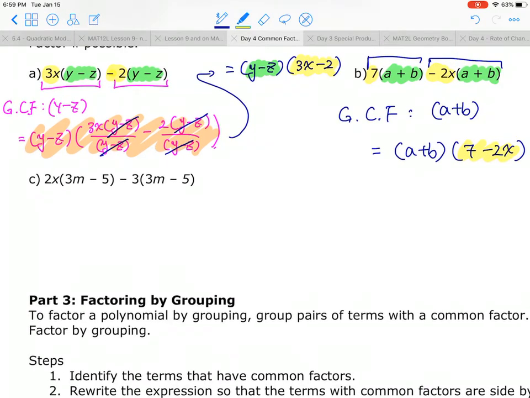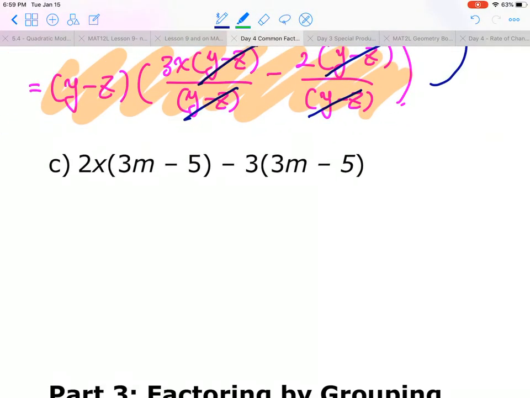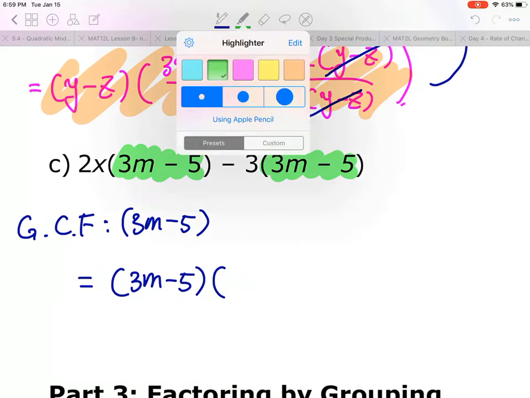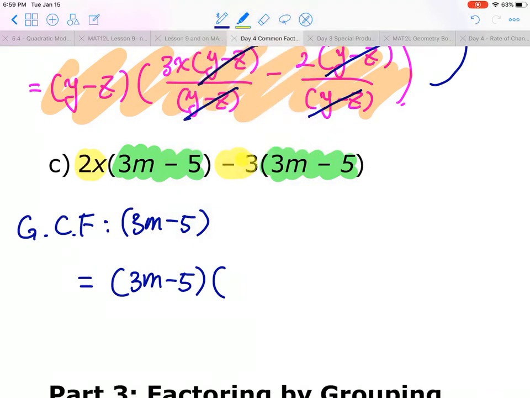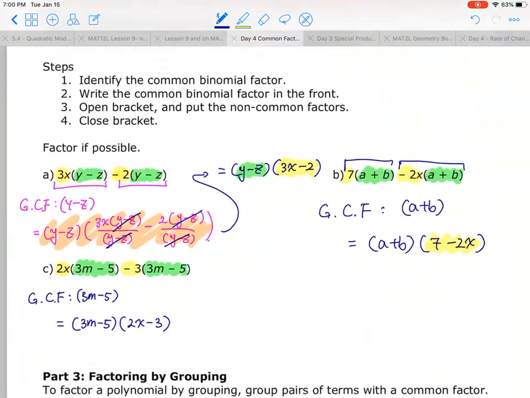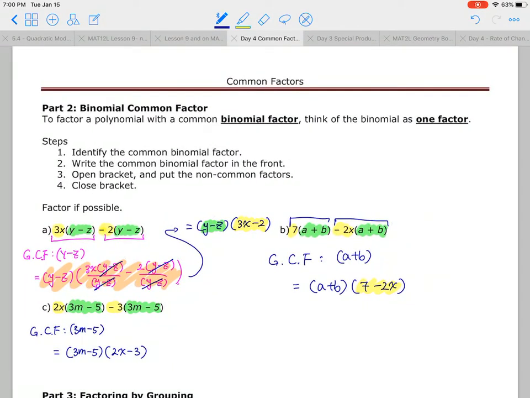So for this one, if you look at it, 3m minus 5, 3m minus 5, they are the same. So then we can say our GCF is 3m minus 5. So this then equals 3m minus 5, which is our GCF, and whatever is left over, which is 2x minus 3. So it will be just 2x minus 3. Okay, so that's how we can do the binomial common factor.